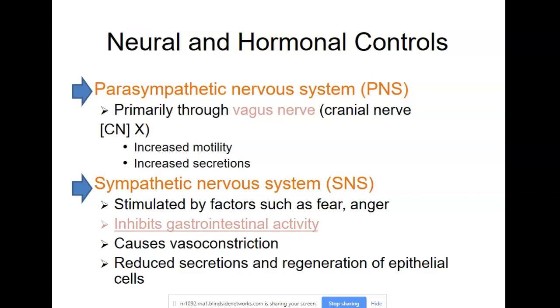I know, cranial nerve, right? We're talking about your head. Your cranial nerve number 10, your vagus nerve, basically starts at your brain and goes all the way to your rectum.